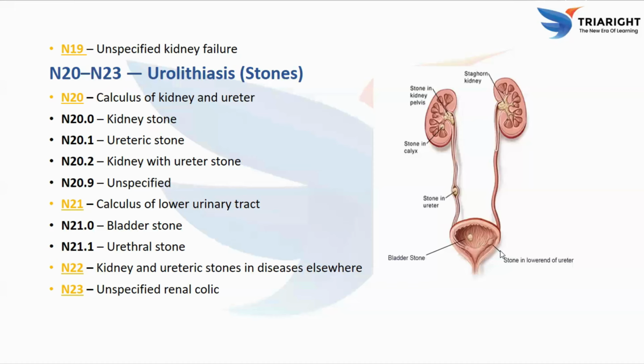Next is stone in the ureter. So it causes severe colicky pain. It leads to swelling of the kidney. And bladder stone forms in the bladder due to urine stagnation and often it is seen in older men with prostate issues. And stone in the lower end of the ureter. So pain radiates to the groin or genital area. So it is a very common site of obstruction.